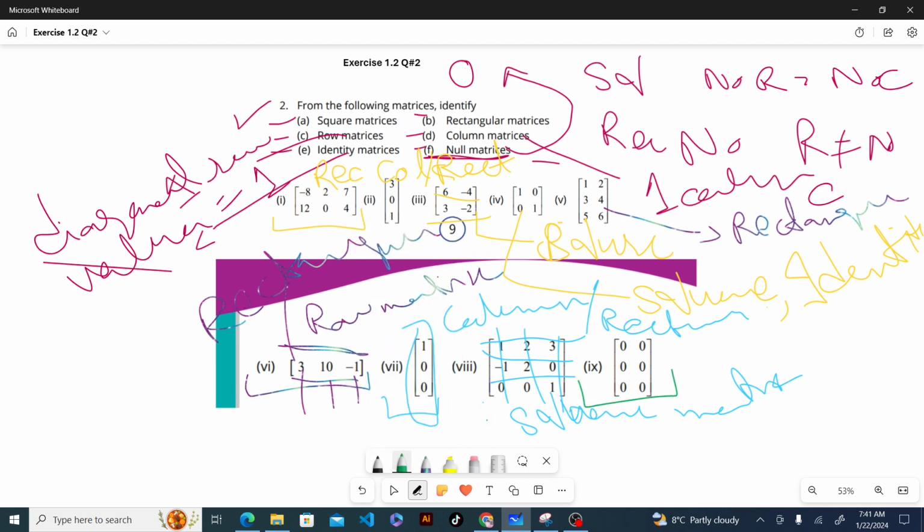For the last one, choosing the green color. For the last one, the 9th, all the elements or entries of this matrix are equal to 0. All are 0, so it is a null matrix. Okay, it is a null matrix. A null matrix can also be considered a rectangular matrix because it has a different number of rows and columns, 3 rows and 2 columns, so it can also be called rectangular. But if you have only one option, you should declare it a null matrix. Why? Because it has all the elements equal to 0.